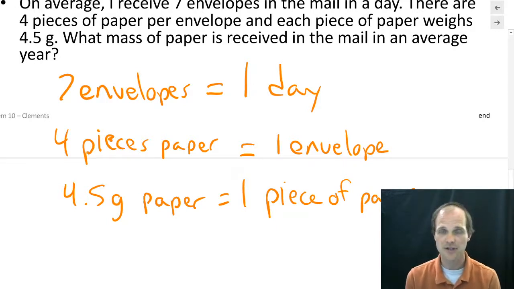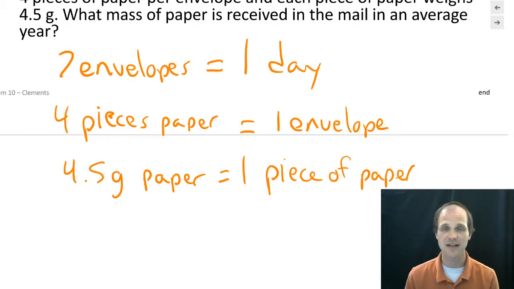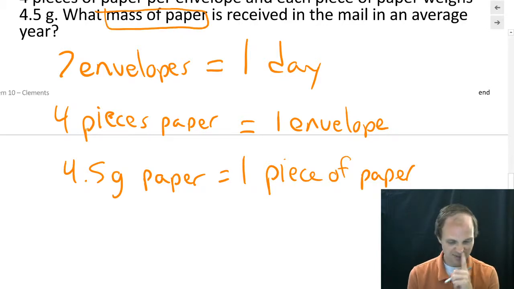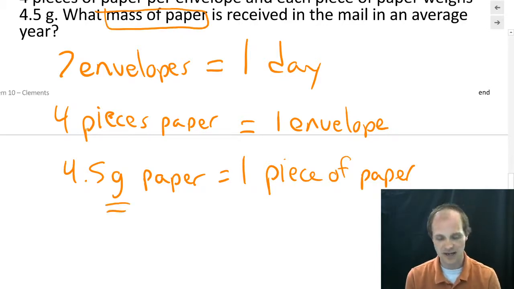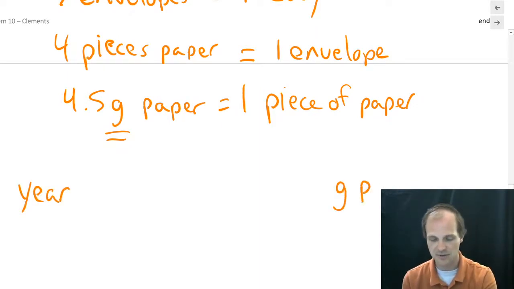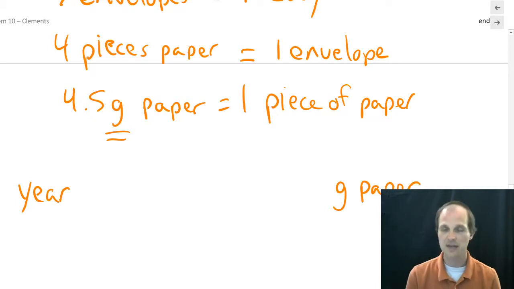We've got information we extracted from the problem. Now the question is, what are we starting with and what are we trying to end with? And that's usually the thing that has the question mark on it. Here, what mass of paper? Well, mass, what is mass in? Mass is in grams. So we're trying to find grams of paper received in the mail in an average year. Well, average year, what are we starting with? We're starting with the concept of a year, and we're trying to get to the concept of grams of paper.